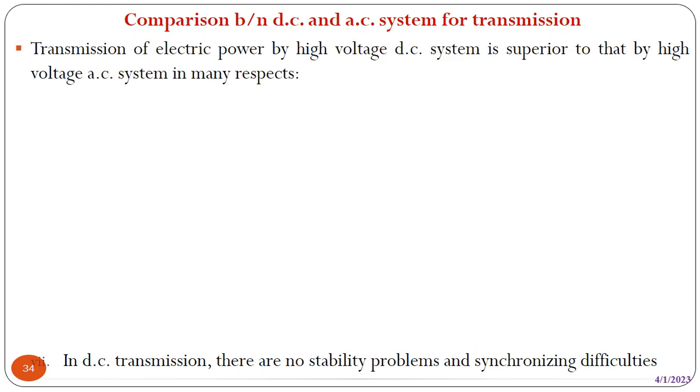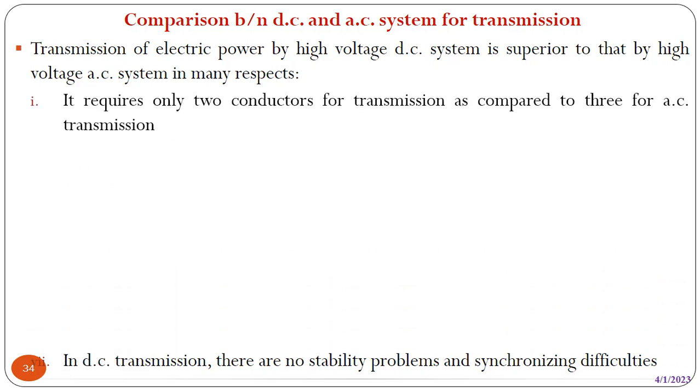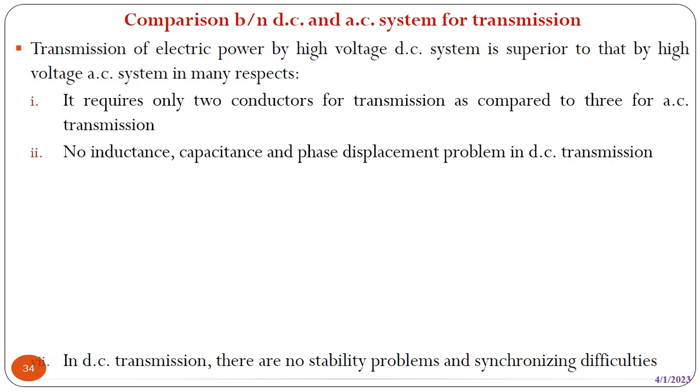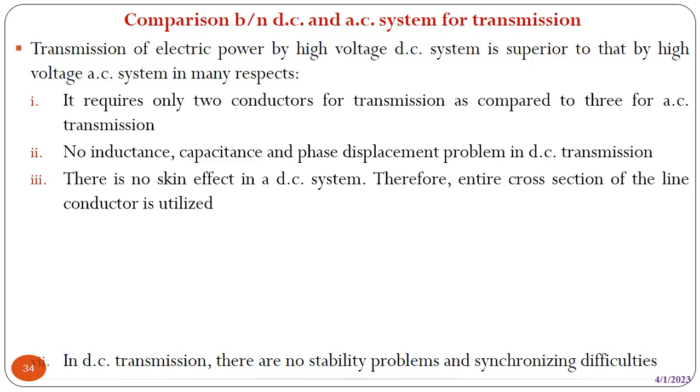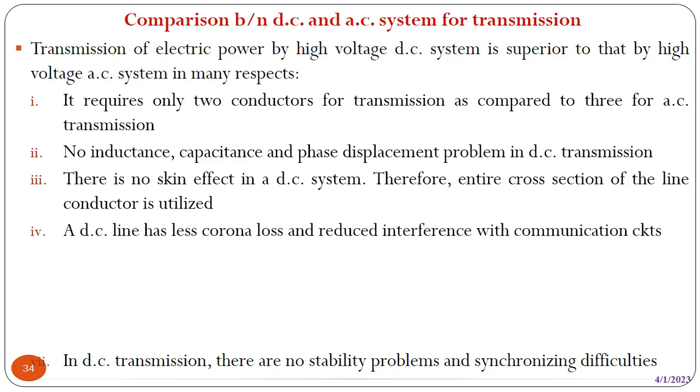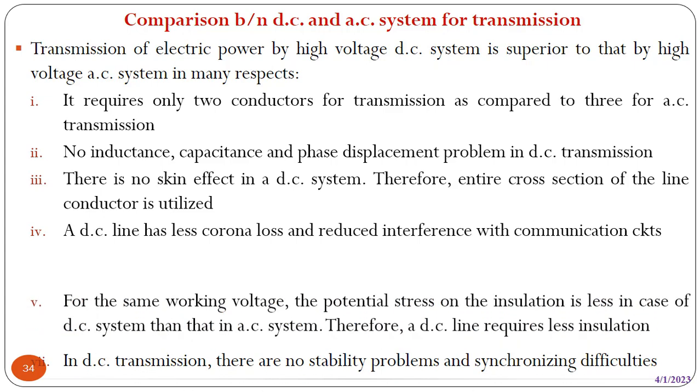Transmission of electric power by a high voltage DC system is superior to that of a high voltage AC system in many respects. The first one is that it requires only two conductors for transmission as compared to three in AC. There are no inductance, capacitance, and phase displacement problems in DC transmission. There is no skin effect in a DC system, therefore the entire cross-section of the line conductor is used. A DC line has less corona loss and reduced interference with communication circuits.